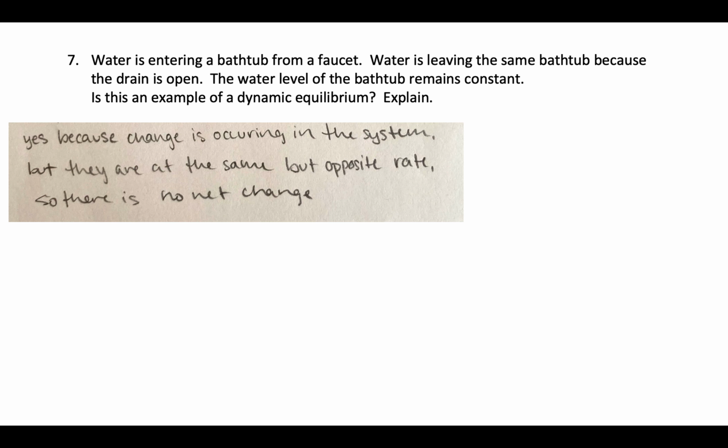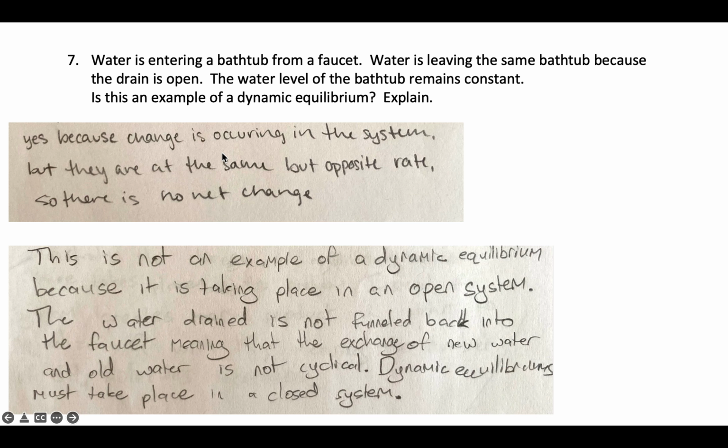Macroscopically, seemingly there is no change, because there was change taking place, and that they were taking place with opposite rates. So overall, there was no net change. About half the students said that. About half the students said, no, that's not a good example because it's taking place in an open system.